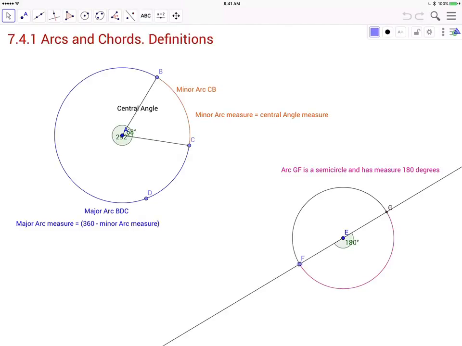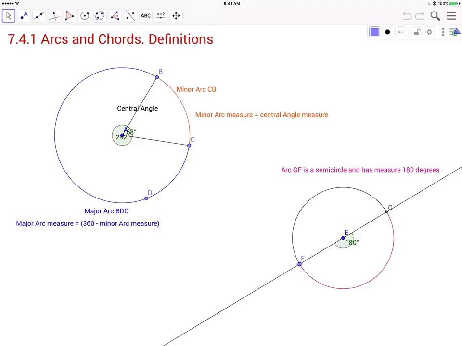Okay, this is the beginning of section 7.4. This is the first screencast, so 7.4.1: Arcs and chords definitions. So arcs and chords are the focus of 7.4. This screencast primarily deals with how to deal with arcs.